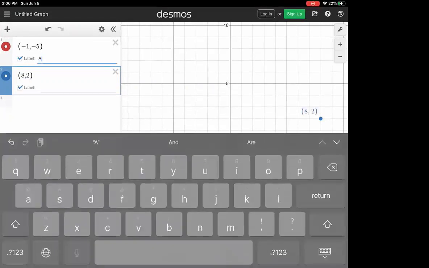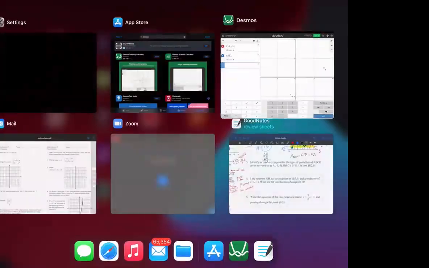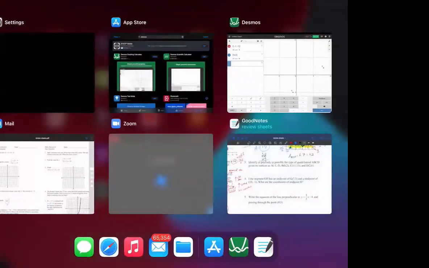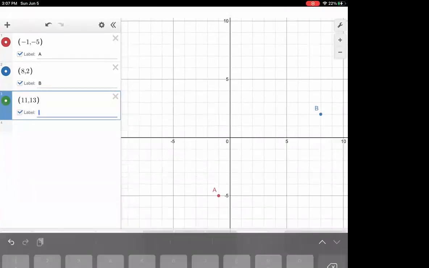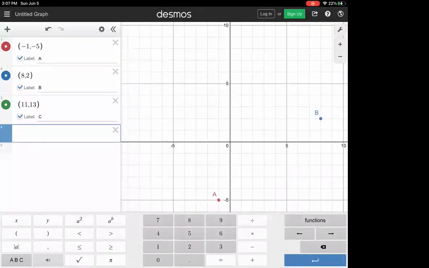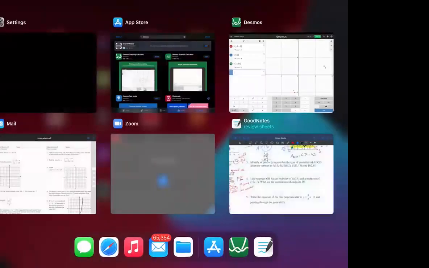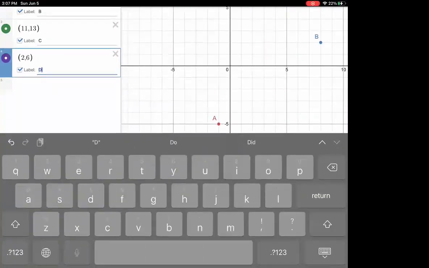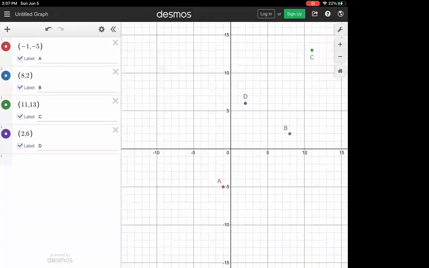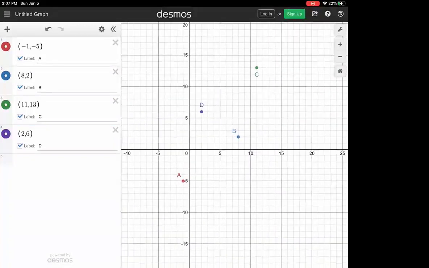And I'm going to put some labels with these. So that one's A. I don't know if Desmos will allow you to do this on the test version or not. I don't have the test version open right now. 11, 13 for C. If it does, you can put the labels on. If it doesn't, then don't worry about it. And D is at 2, 6. Okay. So this is the shape we see made.